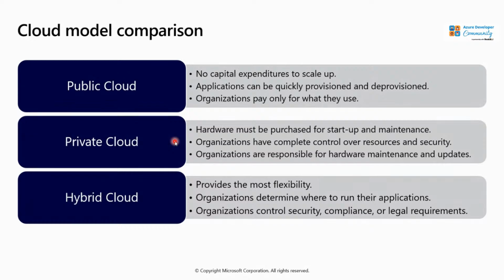But in private cloud, all of the hardware has to be purchased, all of the configuration has to be done, all of those extra things are done. But of course, you are having the enhanced level of control. In hybrid cloud, you are having the most amount of flexibility, and organizations are able to determine where they want to run. They want to run on premise or they want to run on the cloud, so there is a lot of flexibility involved. And let us say if you are having any kind of compliance or legal requirement, you can control that also.